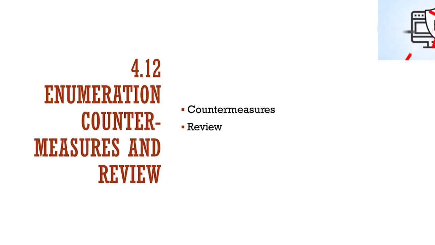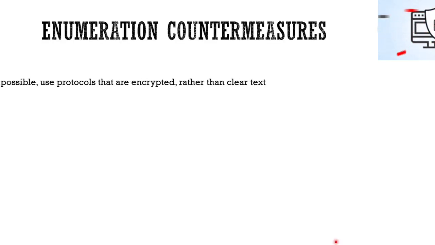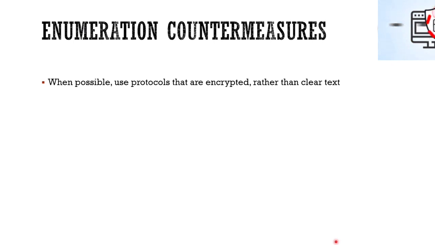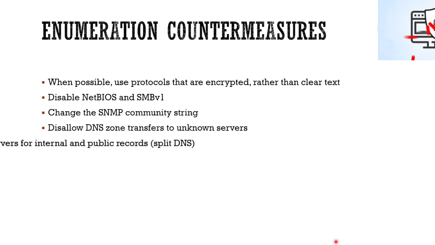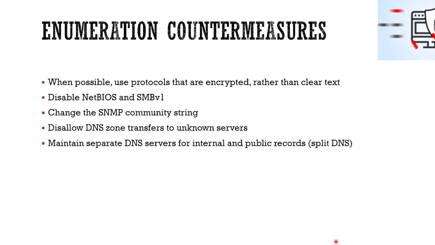Let's do a quick wrap-up of enumeration. What are the countermeasures to enumeration? Well, try to use protocols that are encrypted rather than clear text. Disable NetBIOS and SMBv1. Change the SNMP community string or strings. Disallow DNS zone transfers to unknown servers, so I can't do an AXFR zone transfer. Maintain separate DNS servers for the internal network and the public network. We call it split DNS.